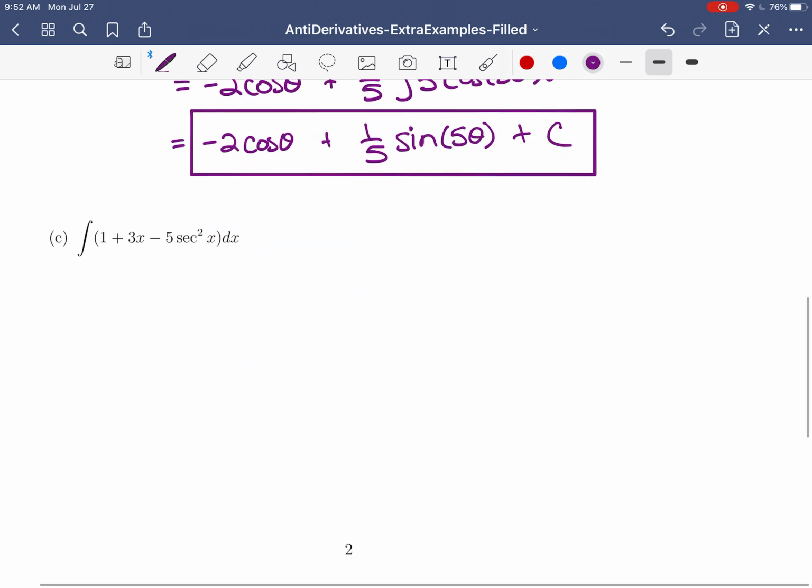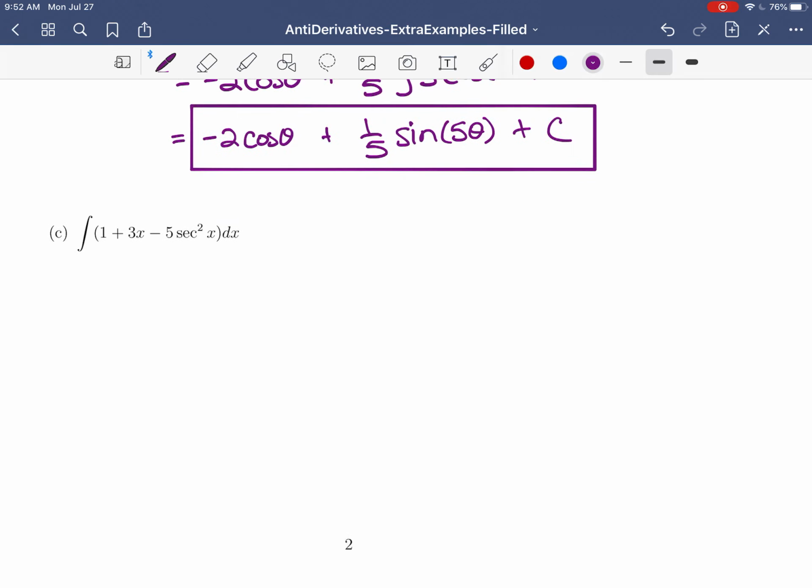Okay, so one more until we get into a word problem. So I want the indefinite integral of 1 plus 3x minus 5 secant squared x dx. So again, I'm going to split this up. So it's the indefinite integral of 1 plus 3 times the indefinite integral of x dx minus 5 times the indefinite integral of secant squared x dx.